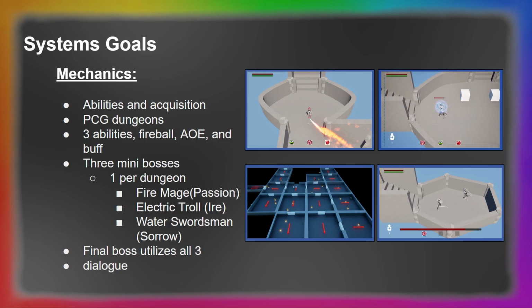And for system goals, we have the mechanics here: abilities and acquisition of the abilities, procedurally generated dungeons, three abilities, fireball, AoE, and a buff ability, and three mini bosses that go along with the dungeons and the abilities. One mini boss per dungeon.